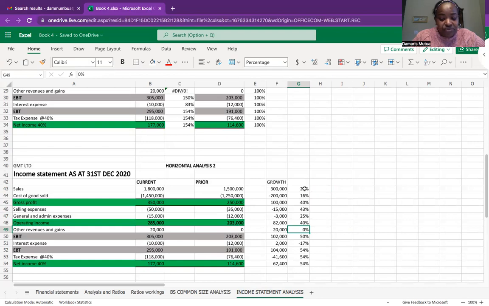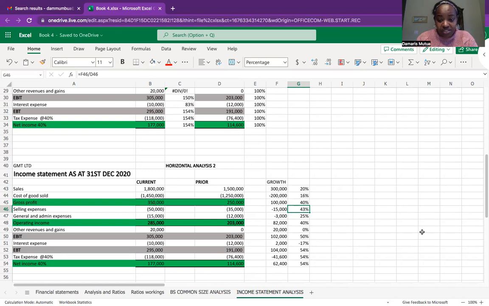So our sales have grown by 20%. Our COGS has grown by 16%. Our gross profit has grown by 40%. Our selling expenses have gone up by 43%. So we need to know exactly what is happening. Our sales have only grown by 20%, but our selling expenses by 43%. Why? We need to ask ourselves why. And these are some of the management by exception reviews, including the variance analysis that management do. We need to dig deeper and know exactly why our selling expenses are increasing at that higher rate.